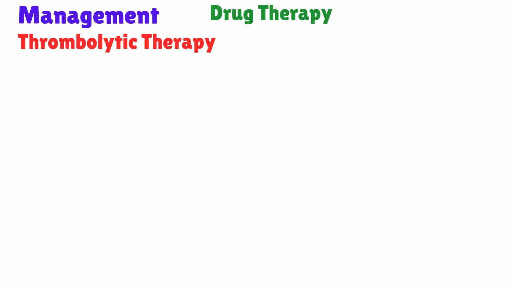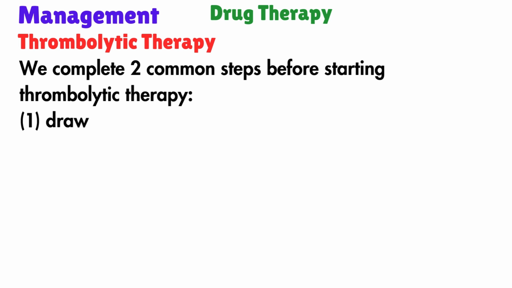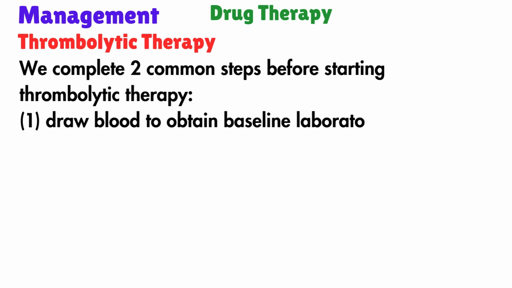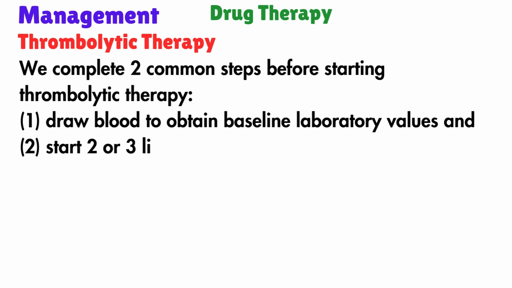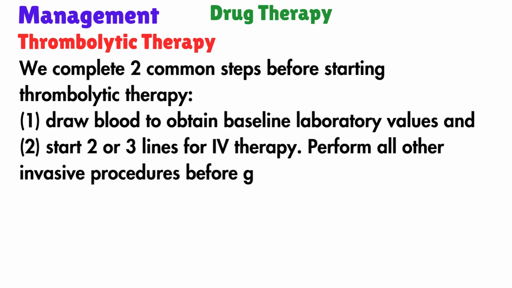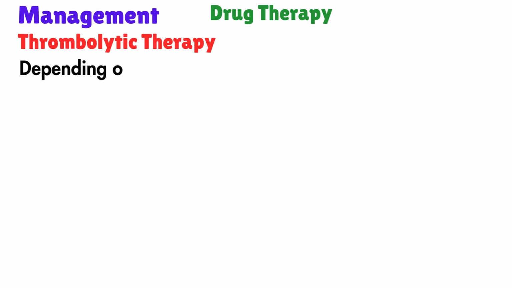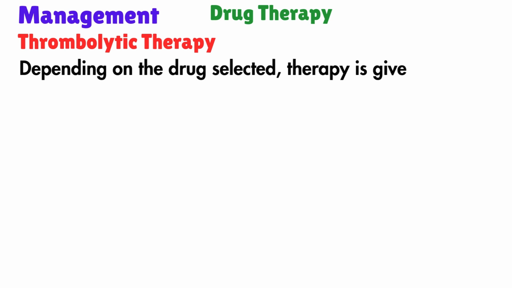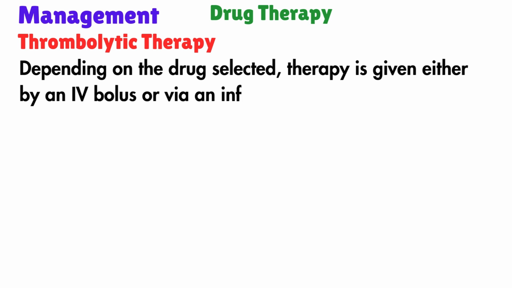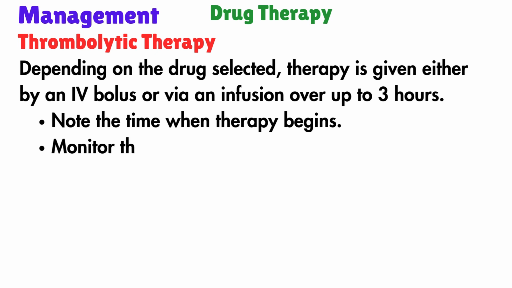Each hospital has a protocol for giving thrombolytic therapy. We complete 2 common steps before starting thrombolytic therapy. First, we have to draw blood to obtain baseline laboratory values and start 2 or 3 lines for IV therapy. Perform all other invasive procedures before giving the thrombolytic agent to reduce the risk of bleeding. Depending on the drug selected, therapy is given either by an IV bolus or via an infusion over up to 3 hours. Note the time when therapy begins.